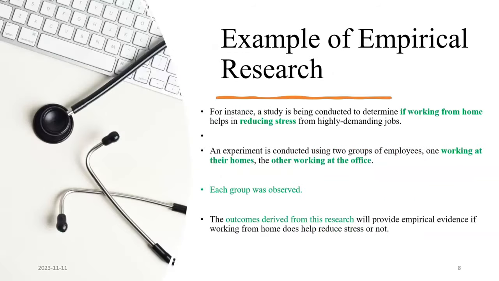An example of empirical research: suppose you want to see whether employees working from home have reduced stress. We need to divide the subjects into two groups and observe whether there is any effect, whether employees working in offices have less or more stress, and those working from home have less or more stress. By observing all these things, we can establish some evidence and established knowledge.